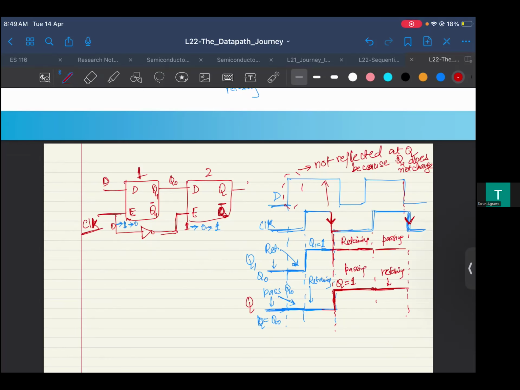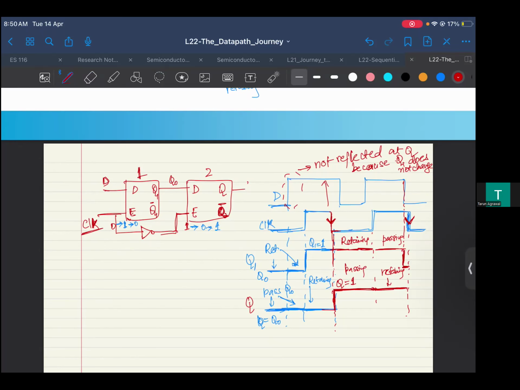There is a change happening. Because you see it was passing till here, but suddenly this input is becoming 0, right? But you see what is happening at the enable, it is passing. So passing means this will also become 0 at this point, right? So when it becomes 0, do you think that this will keep retaining till that point? It is retaining because it is off.